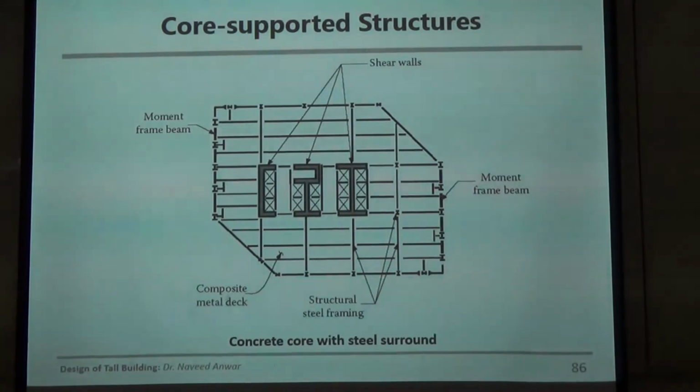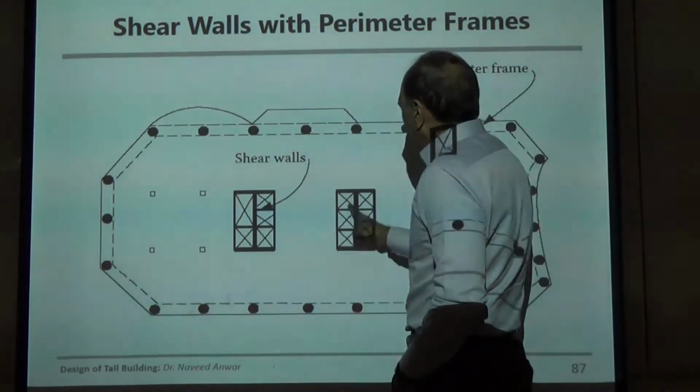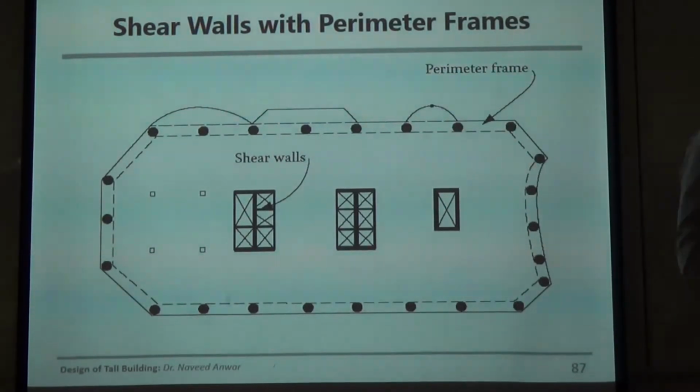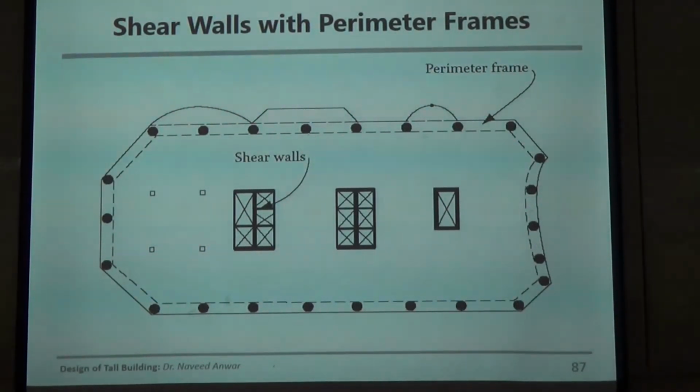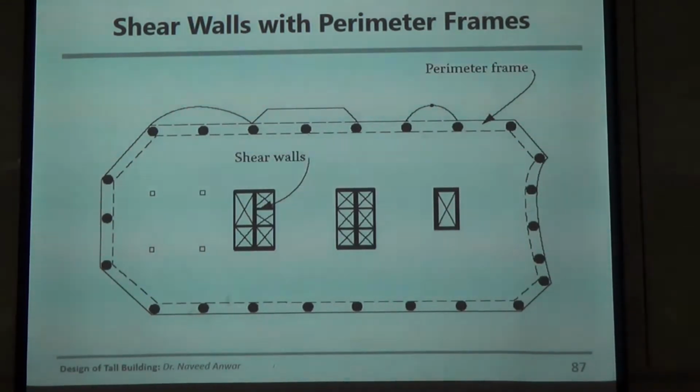So these are all core supported structures. So these are cores here, columns are here. So there is no beam here normally running. So you cannot provide the link beams or coupling beams between the frame and the core wall. And that becomes a challenge when you cannot do that.